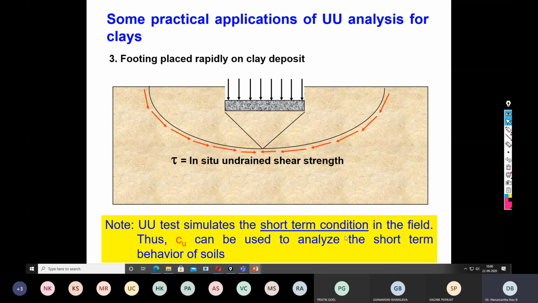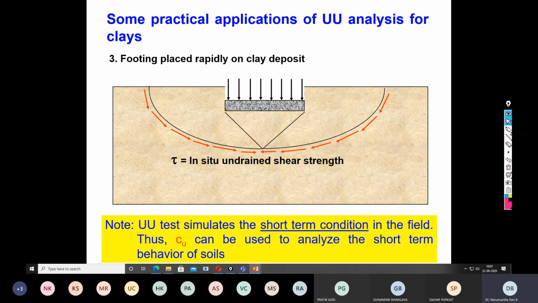So the UU test simulates the short-term condition in the field. Thus UU can be used to analyze the short-term behavior of the soil. But always try to remember, UU is the worst condition possible, because the amount of load shared between water and the soil is always variable. It is a dynamic process. It is not a constant. As the water keeps getting expelled from the soil sample, soil particles try to bear more and more load, and the water bears less and less of the load.